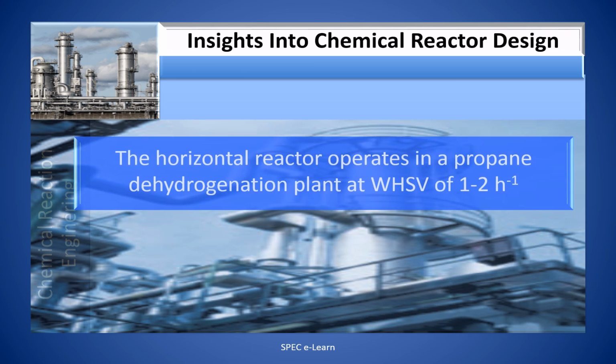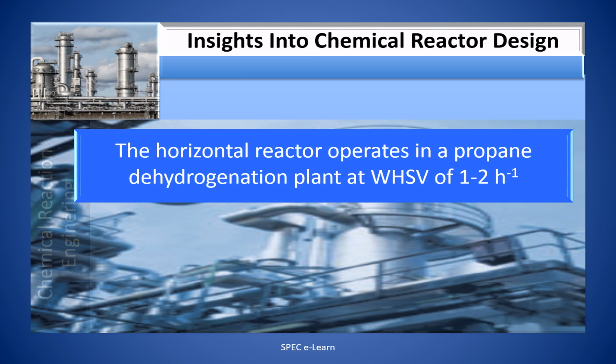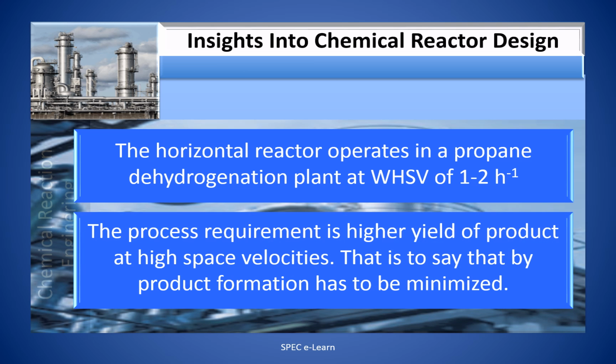The horizontal reactor shown in the above figure operates in a propane dehydrogenation plant at a weight hourly space velocity of 1 to 2. Process requirement is high yield of product at high space velocities, keeping the pressure drop within manageable limits. That is to say, the byproduct formation has to be minimized.